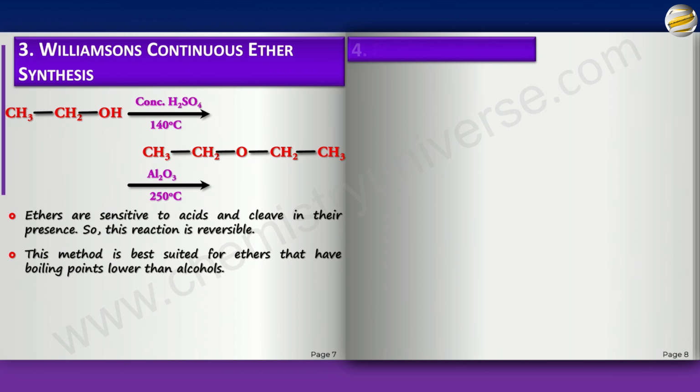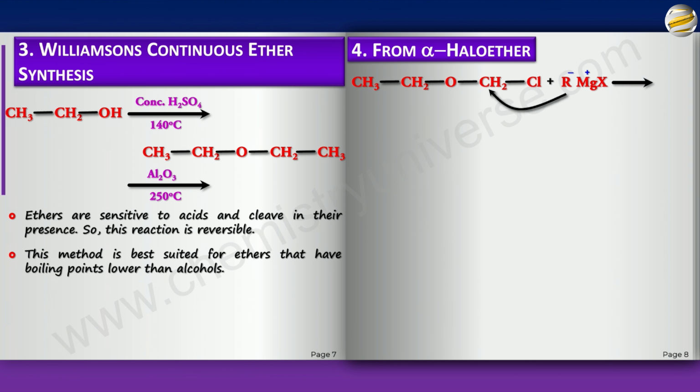Now you can use alpha halo ether. That means you can have this where there's a halogen on the alpha carbon and you have RMgX, and there is a nucleophilic substitution taking place, and you will get a different ether.